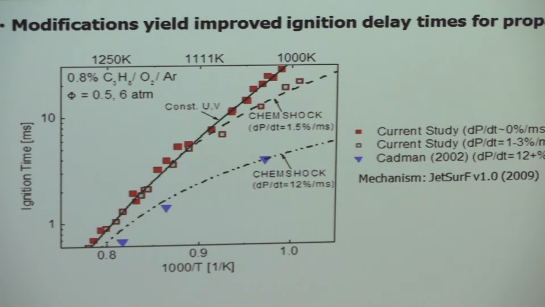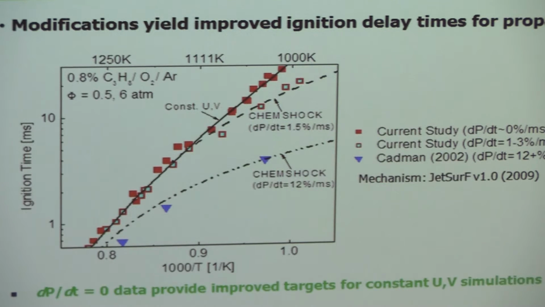So the idea is to try to make the experiments better so that the models are more appropriate. So we might call this the constant volume limit of this experiment. So it's higher quality data, therefore. And so experimentalists now should always monitor this DPDT. Is it nearly zero? How big is it? And we need to report that in our experiments.